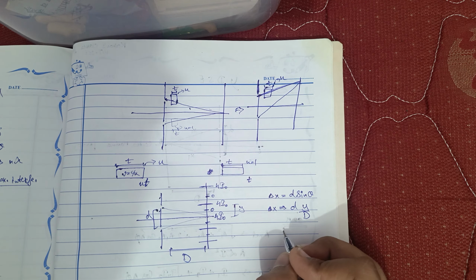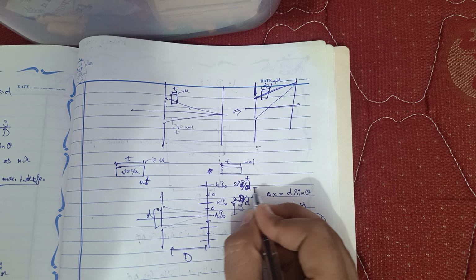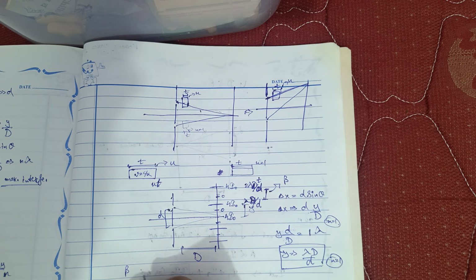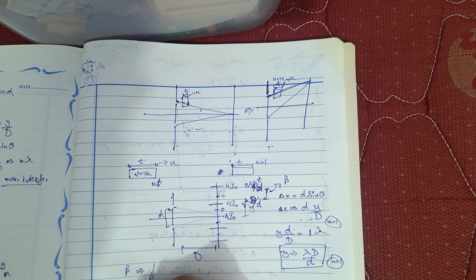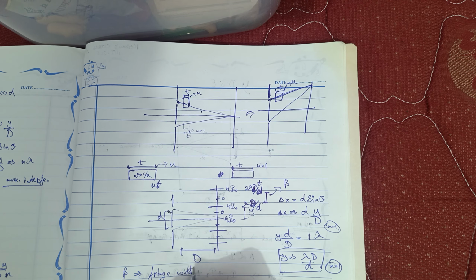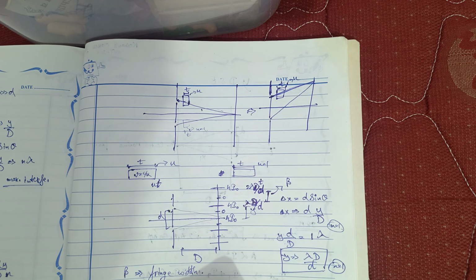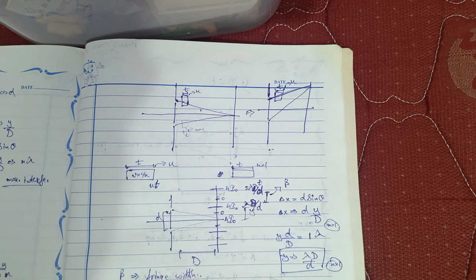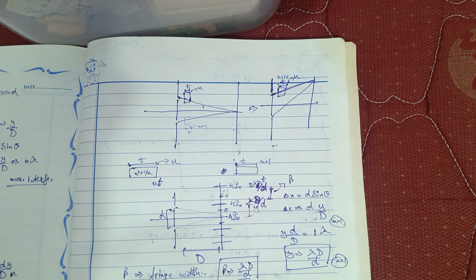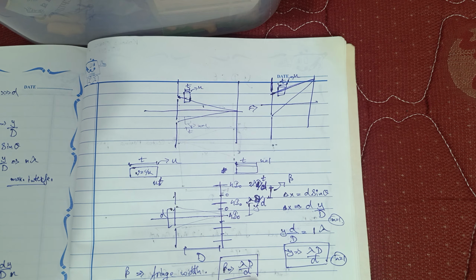And one more thing I want to tell you, the distance between two bright fringes or two dark fringes is known as beta. Beta is basically the fringe width. So this is beta. Suppose we take 2 lambda D by d minus lambda D by d, it becomes lambda D by d. So you have to remember the formula of beta as this: beta equals lambda D by d.